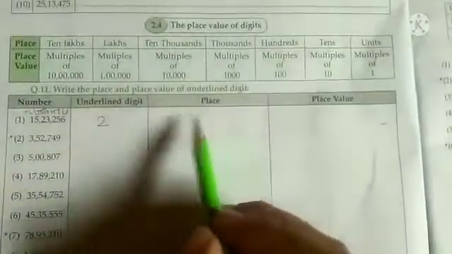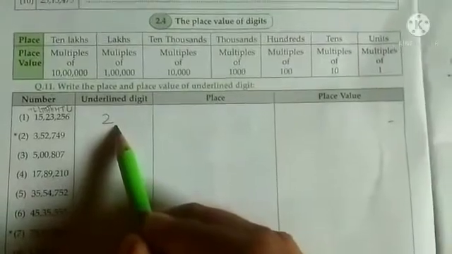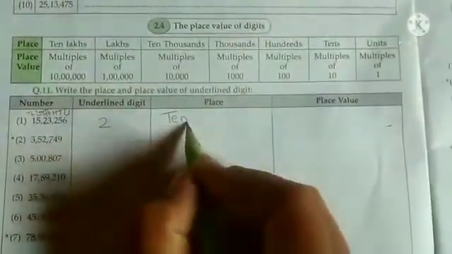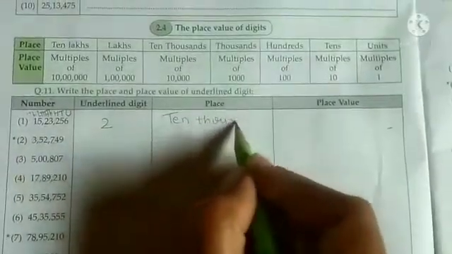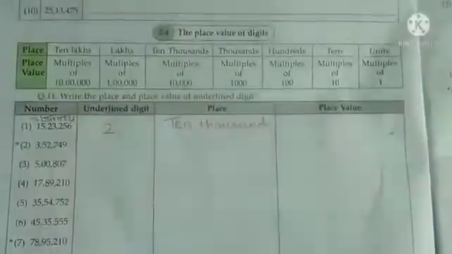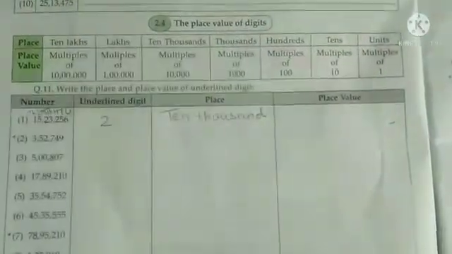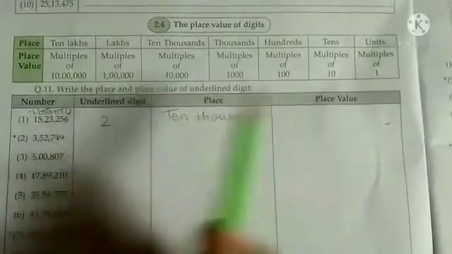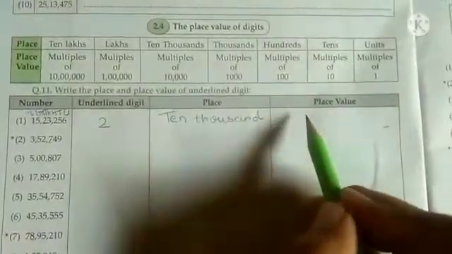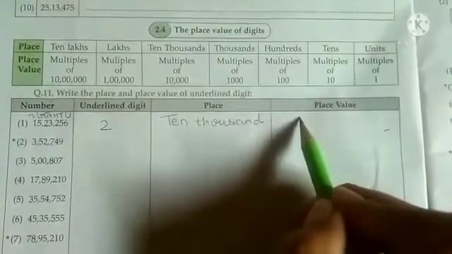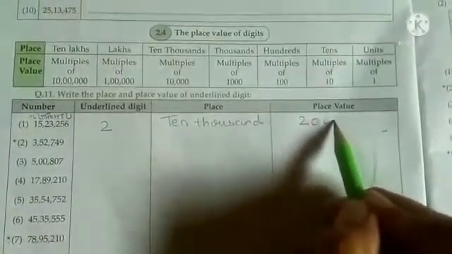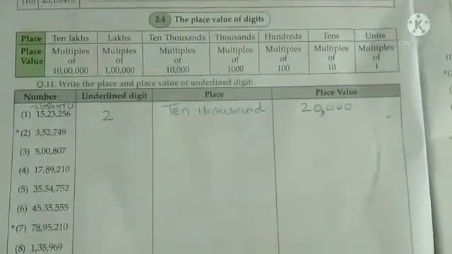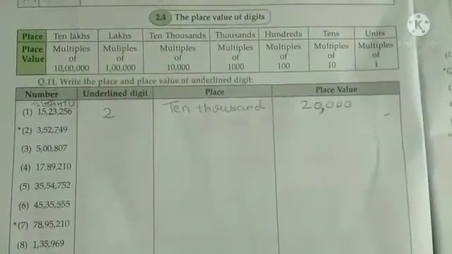Now what is the place of this underlined digit 2? The place of this 2 is 10,000. So here you will write down 10,000. Clear? Now we have to write down the place value. What will be the place value of this 2? It is in 10,000 place, so that is 2, 0, 0, 0 and 0, means 20,000. Clear, student? Understood, everyone, how you will write down this?